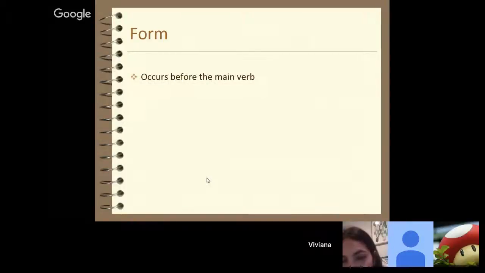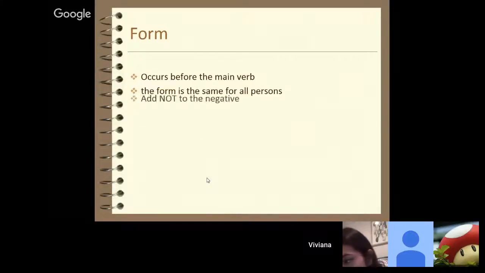Okay. These verbs occur before the main verb. The form is the same for all persons. They don't change for he, or for she, or for it, or for we. No, they go the same. We add not to make the negative. So, as I told you before, cannot, must not, should not, will not, etc.